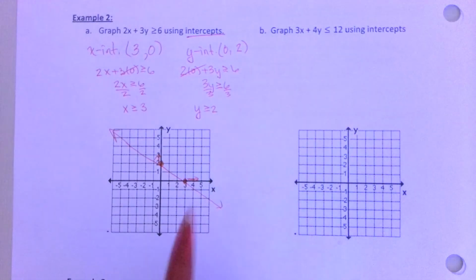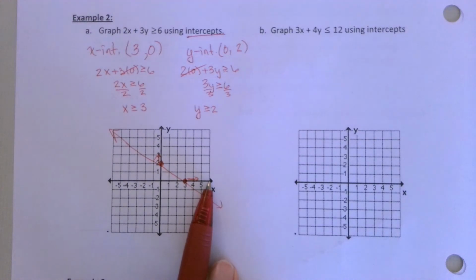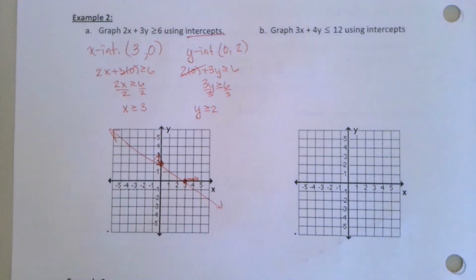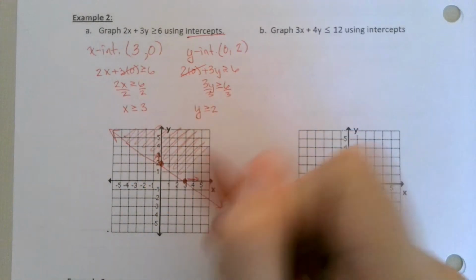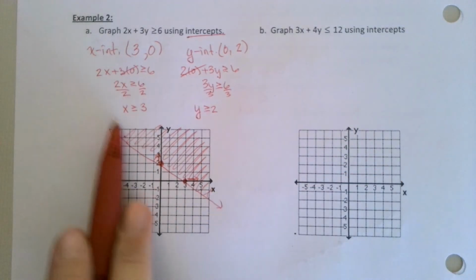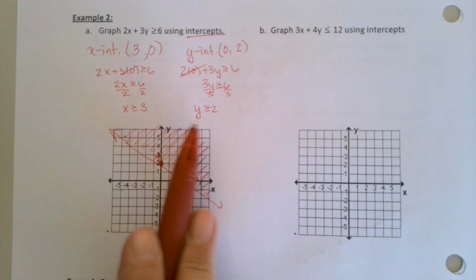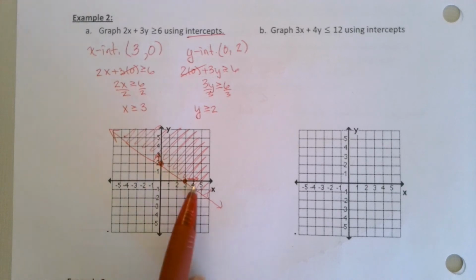And do you notice that both the x pointed to this side of the region and the y pointed to this side of the region? So as long as I've done my inequalities right, I already know where to shade. So by solving for my x-intercept and my y-intercept and keeping my inequality, I can see where to shade.